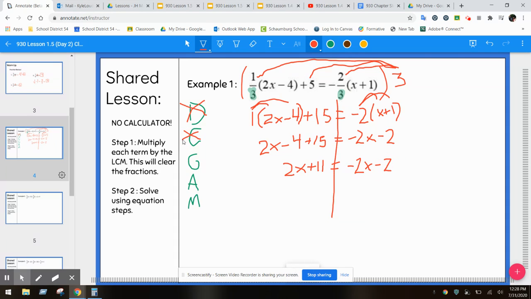Do I have to get the variable on one side? I do. They're on both sides. So I'm going to pick on the little guy. The little guy in this case is the negative 2x. So I'm going to add 2x here. I'm going to add 2x over here. So I get 4x plus 11 equals negative 2. Cross that step off. Now I get to add or subtract my constant, so I'm going to subtract 11 from both sides.